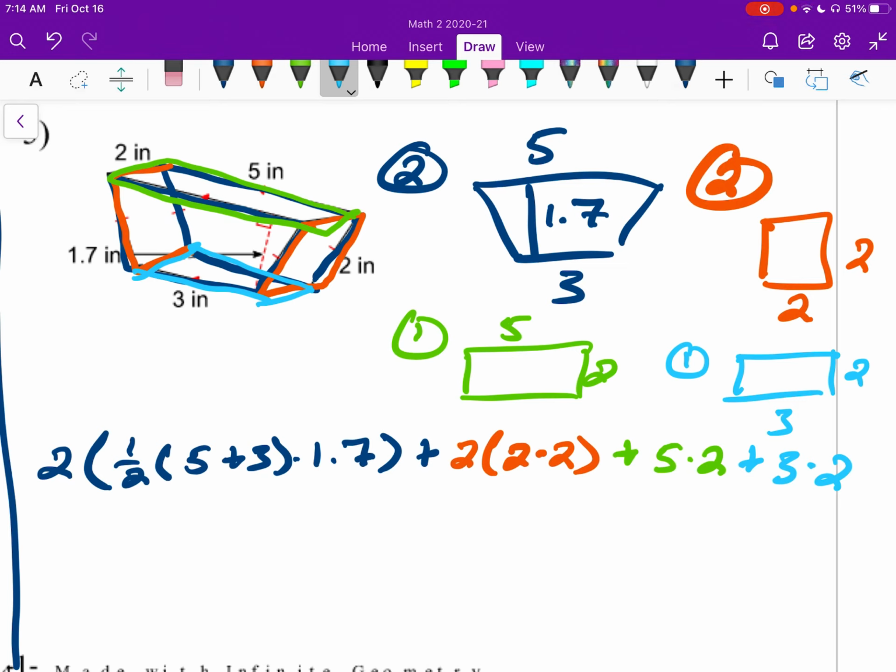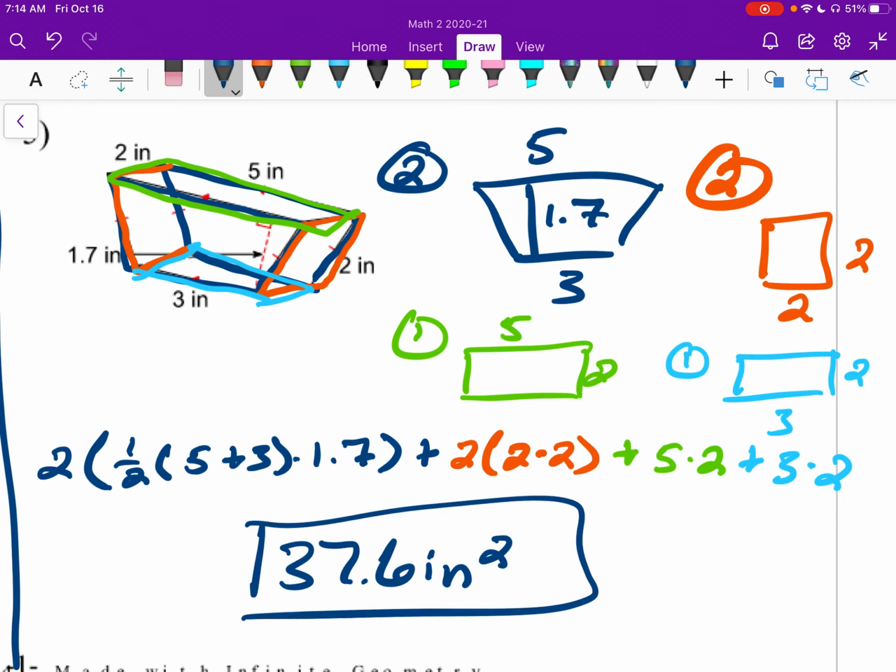All right. So whenever I type this in, I am not going to do the 2 times 1/2. I'm just going to cancel those out. So I have 5 plus 3 times 1.7. And I put those in parentheses, right? Plus 2 cubed plus 10 plus 6. And I got 37.6. 37.6. And we're talking about inches, and they are squared.